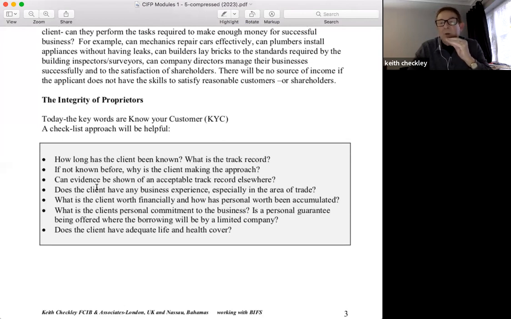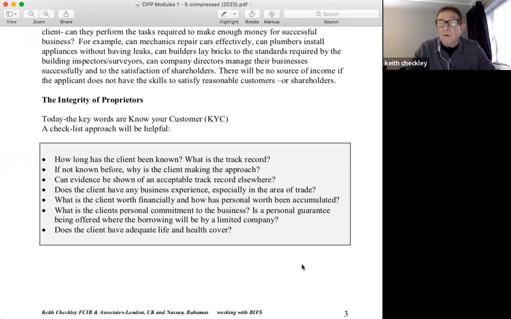And then that lovely word again, the integrity, the integrity of the proprietors. So again, we're KYC, know your customer again. Checklist approach could be helpful here for you. How long has the client been known to you? And here we go again. What's the track record? Same as with the person, what's the business track record? How many years have they been in the business? How has it been performing?